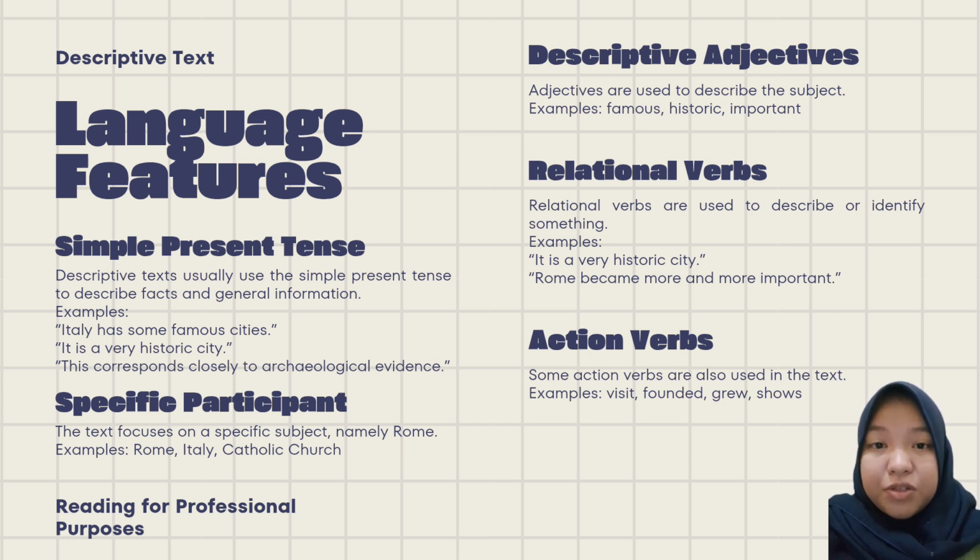The next language feature is relational verbs. Relational verbs are verbs that connect the subject with its description or identity. Examples include is and became. Another language feature is specific participant. This means the text focuses on one specific subject, which is Rome. Lastly, the text also uses action verbs. Action verbs show activities or action related to the subject. Some examples are visit, grew, and founded.